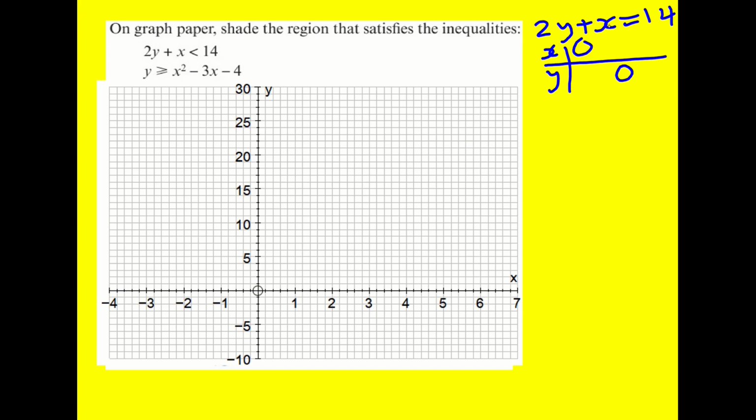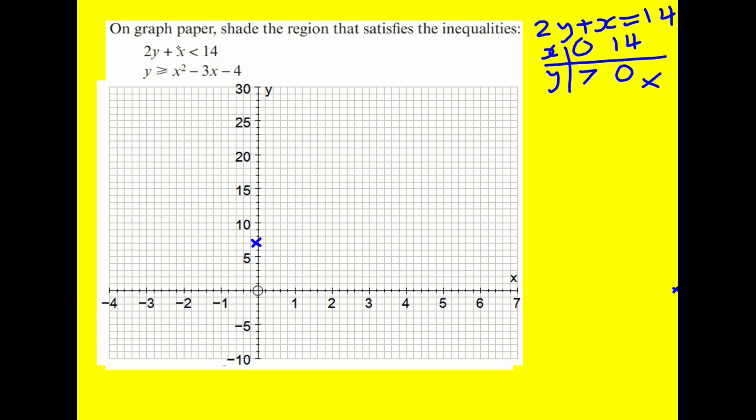When x is 0, I kind of cover this up and I'm going to get y is 7. So I can put that in. And when y is 0, I'm going to get x is equal to 14. Now, this works great a lot of the time. It's just that in this case, it's going to be even past this point. So I can't quite use that method, but I did want to mention it because it can be really good.